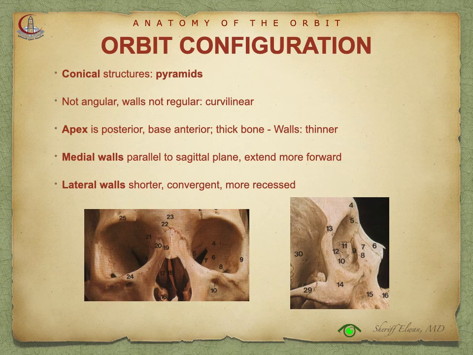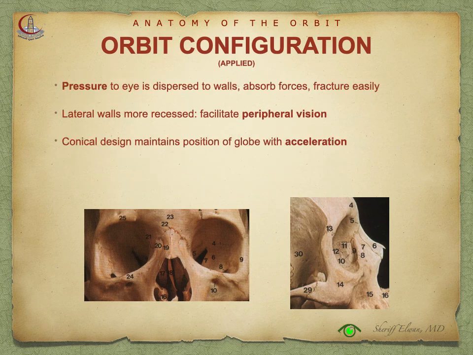Now, again, to sum up, the orbits are conical structures that are not exactly angular, but the walls are regular and curvilinear. The apex is posterior, the base is anterior, and there are some thick bones, but the walls are thinner. The medial wall is parallel to the sagittal plane, extending more forward, and the lateral wall is shorter, convergent, more recessed, and both are meeting at a virtual rectangular angle point behind both of the orbits.